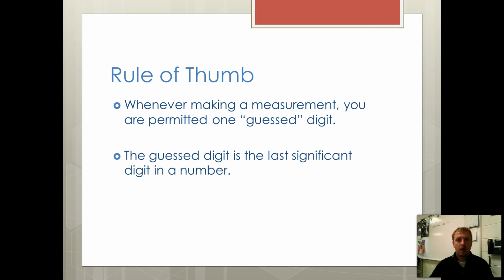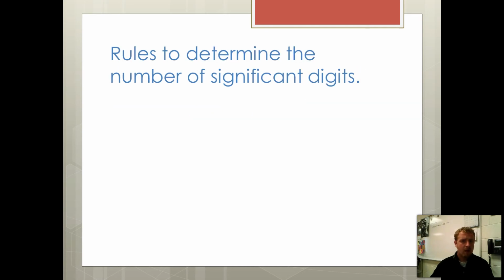Okay, so we're going to walk through this a little bit. Here's some examples and some rules. Rules to determine the number of significant digits. First of all, non-zero numbers are significant. So 1, 2, 3 are not 0, therefore they're significant. And the guess digit here would be the 3. It's the last significant digit in this number. So it's what we call the guess digit.